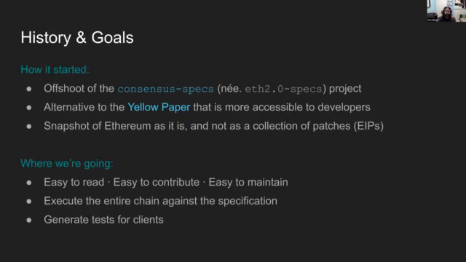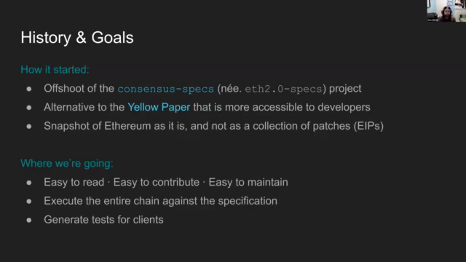So we started mostly as an offshoot of the Consensus Specs project, which was formerly known as the ETH 2.0 Specs project. For those who don't know, that project is a mix of Markdown text with snippets of Python. That's where we got the inspiration to write a specification for Ethereum 1 that is executable. So it's not just a LaTeX document like the Yellow Paper. This project is going to hopefully be more accessible to developers.